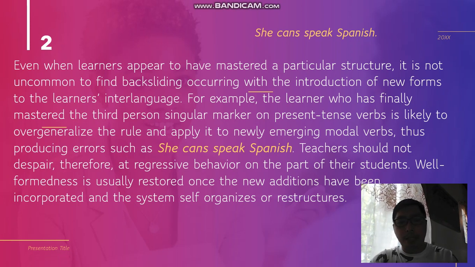Therefore, at regressive behavior on the part of their students, well-formedness is usually restored once the new additions have been incorporated and the system self-organizes or restructures. But when we introduce the next rules, that's the time that students would be able to realize the mistakes that they committed, and they would be able to learn other grammar rules. And the next time, they would be able to self-check and make use of the correct form or structure.